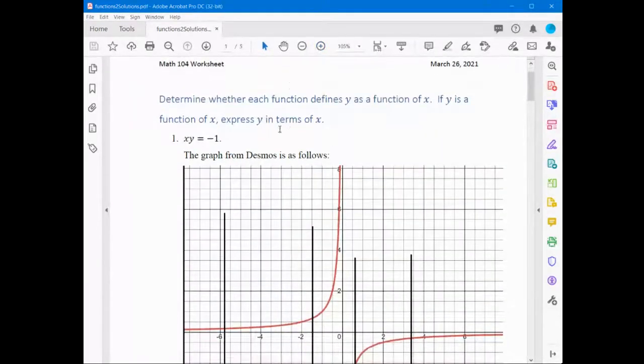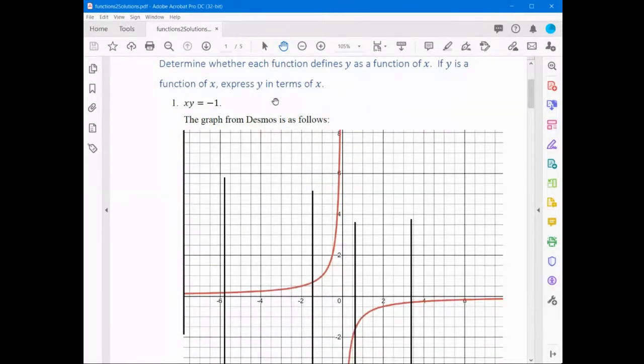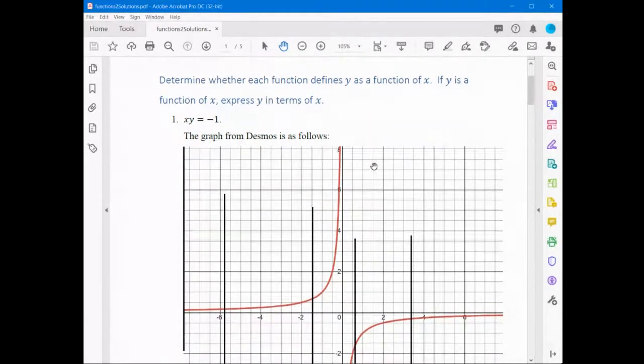Okay. So for the first one, you want to know if each equation, oh my goodness, that should be equation. I'll fix that. We want to know if each equation defines y as a function of x. That's what we want to know.